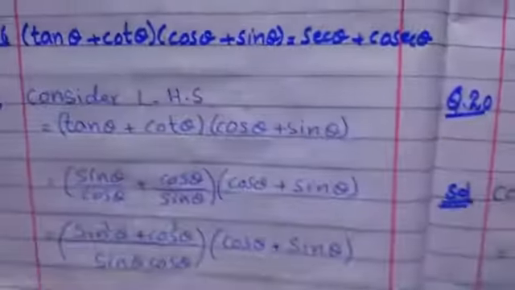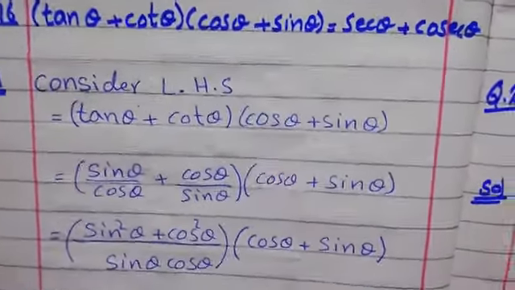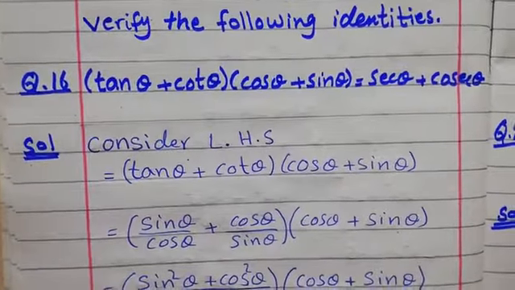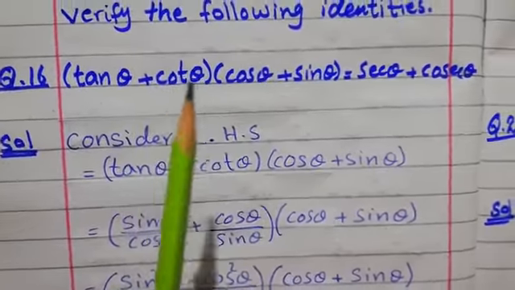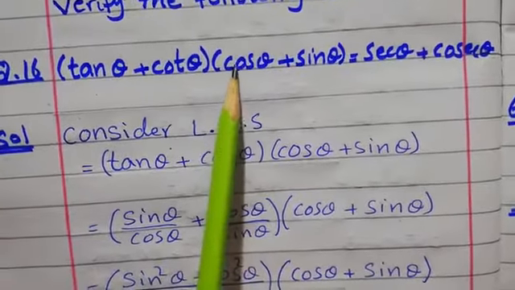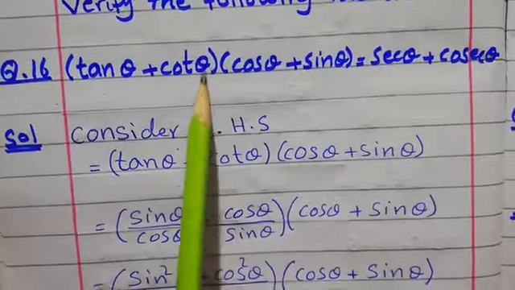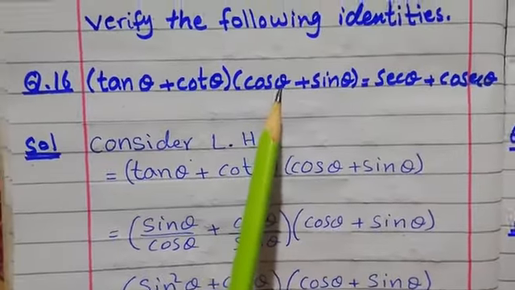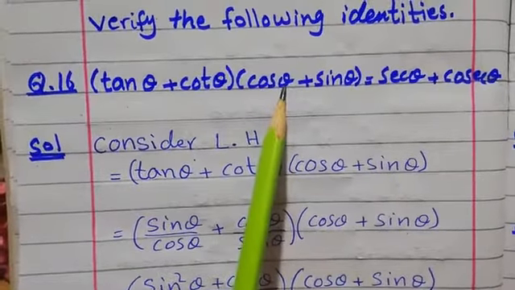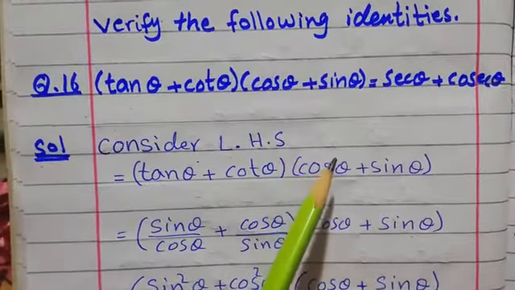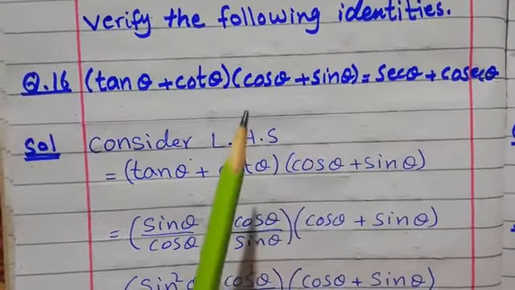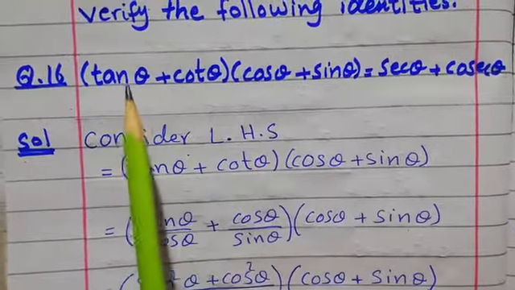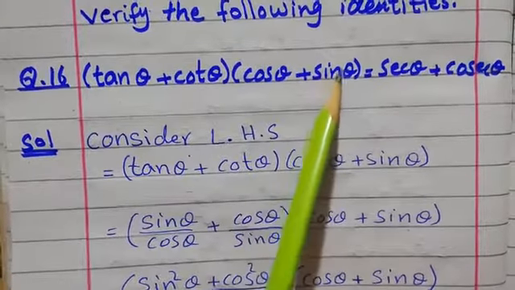First of all, write the question carefully in your notebook, and after that, once again, my dear students, we will verify the following identities. Verify means first we will consider any side, and then we will prove after solution that this side will be equal to that side. Means we will consider right hand side or left hand side according to the demand of the question. In some questions we can solve from both sides, but in some questions we can solve only one side. So according to this question, we will consider the left hand side, which is equals to tan theta plus cot theta into cos theta plus sin theta.